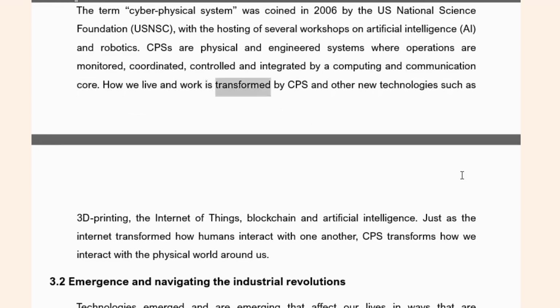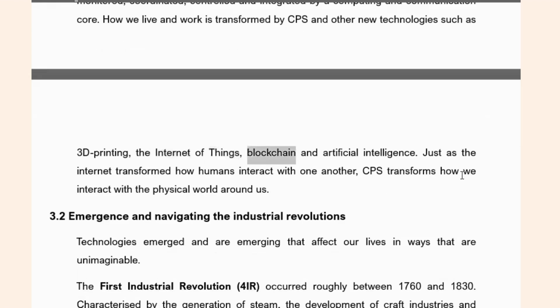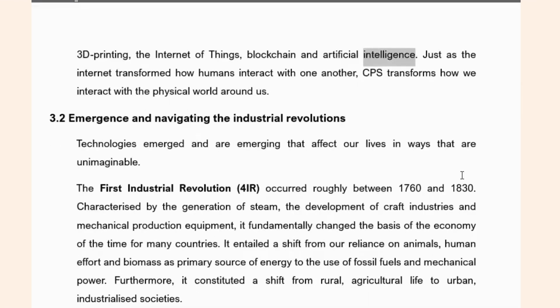How we live and work is transformed by CPS and other new technologies such as 3D printing, the Internet of Things, blockchain and artificial intelligence. Just as the Internet transformed how humans interact with one another, CPS transforms how we interact with the physical world around us.